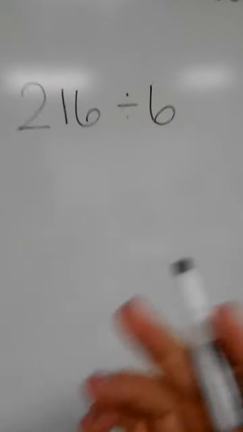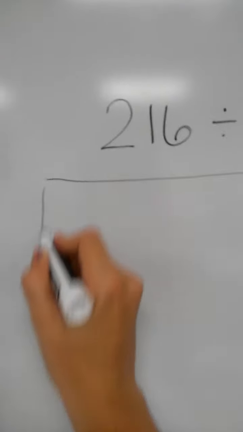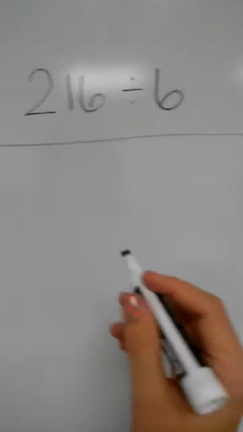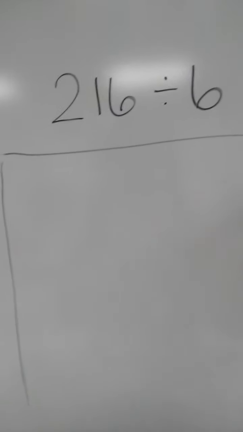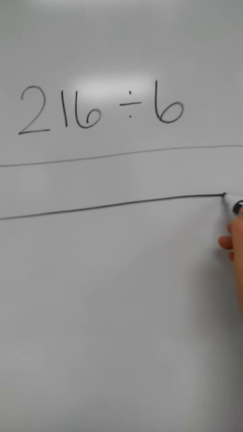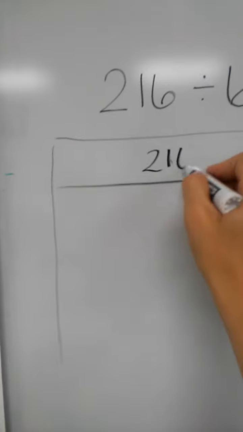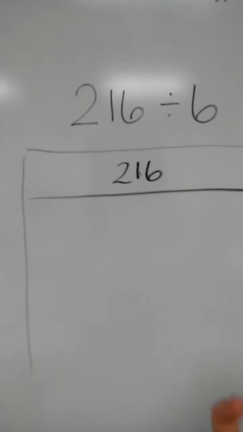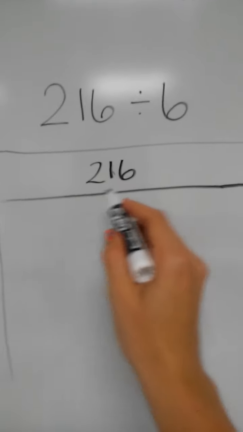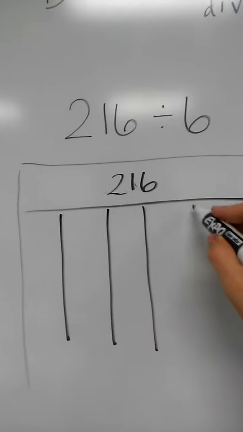So to do Divvy Out, I'm going to use a kind of bar model. I'm going to draw my bar, and my whole is going to be 216. The idea here being that with division, what you're doing is dividing up a whole. So I'm dividing 216 into 6 parts, so I'm going to divide my bar into 6 parts.